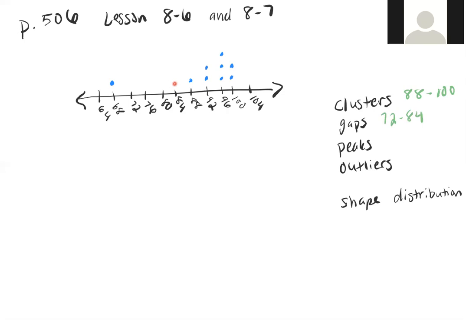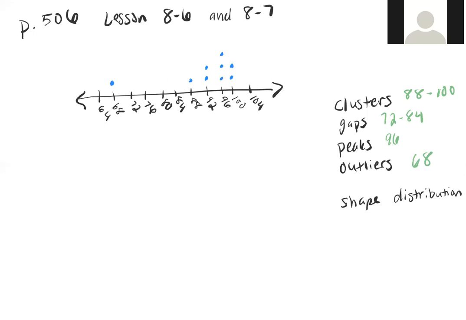Okay, peaks. What is your most frequent? The most frequent here is 96. It's got 3 dots. And then outliers, when they're off by themselves, they're lonely. So this is partially created by this gap that we had from 72 to 84. So my outlier, yes, I have one, and it is 68.